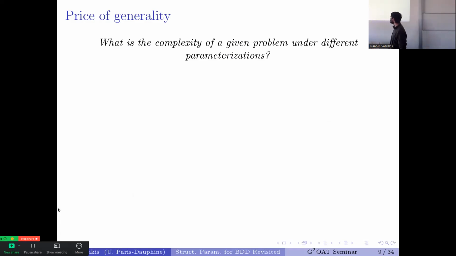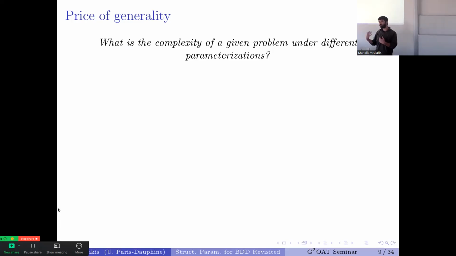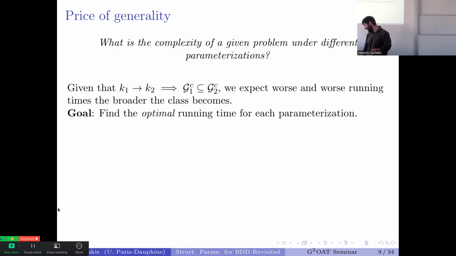So the main question that we ask ourselves is this type of price of generality question. We look at a set of graphs, the set of bounded tree depth, or a set of bounded tree width, and so on. And we ask ourselves, what's the best algorithm that we can have that's applicable to this set? And we have one set of graphs being a subset of the other, according to the previous figure. So we have some transition in the running time. And our goal is actually to find the optimal runtime for each such parameterization.